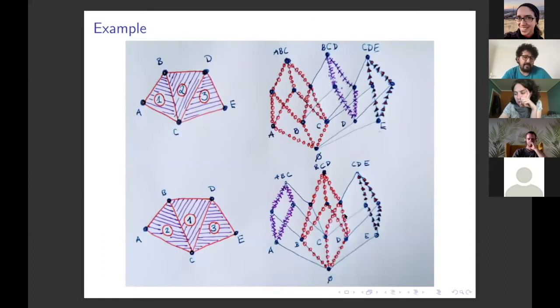Here's an example of what I mean. In the complex that I showed you before, here's a different shelling order, which is just 1, 2, and 3. And if you look at the partition of the face poset here, these two are different.